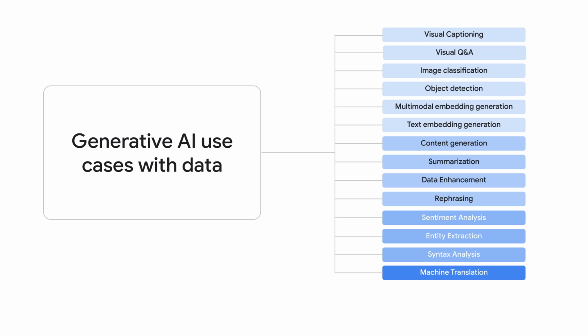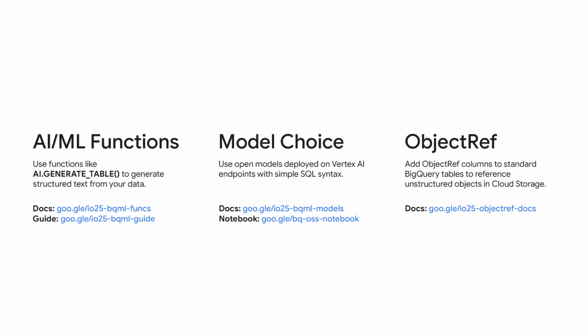While we displayed a number of generative AI capabilities today, there are plenty more. And I'd encourage you to think about what you might apply to your data. Here, you'll find some information to get started. First, some documentation and examples about using new BigQuery generative AI functions over your data. Next, additional information about deploying and using open models with BigQuery. And last, how to get started with ObjectRef to analyze structured and unstructured data together in the same tables.